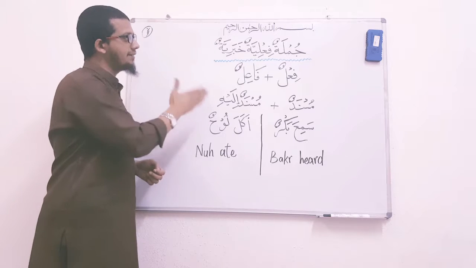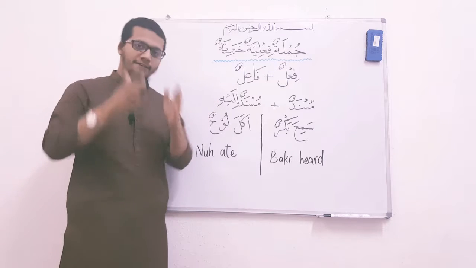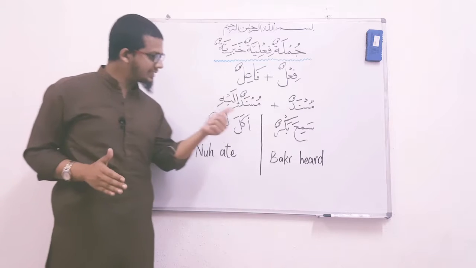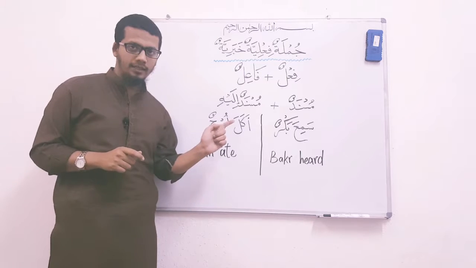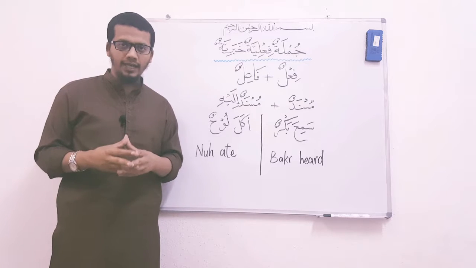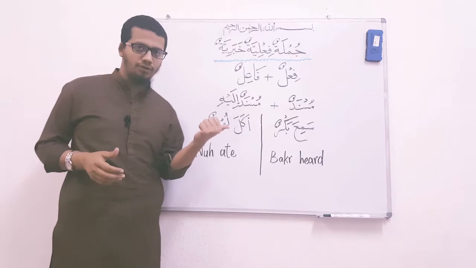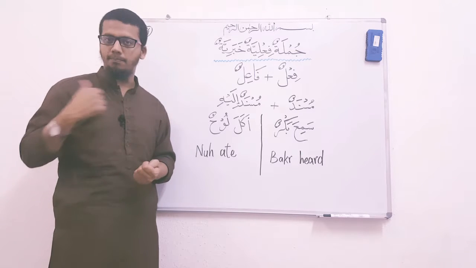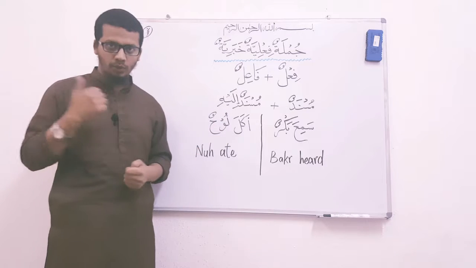Now we need to see if this is a Fe'aliyyah also or not. As we said, the first part of Jumlah Fe'aliyyah Khabariyyah will be a fi'l, a verb. So what is the first part of this Jumlah? Sami'a. Is Sami'a a fi'l? Yes, it is a verb. How do we know that? From the definition of verb: a verb must relate to a tense like past, present or future, and we can clearly see from the translation that it is relating to past.